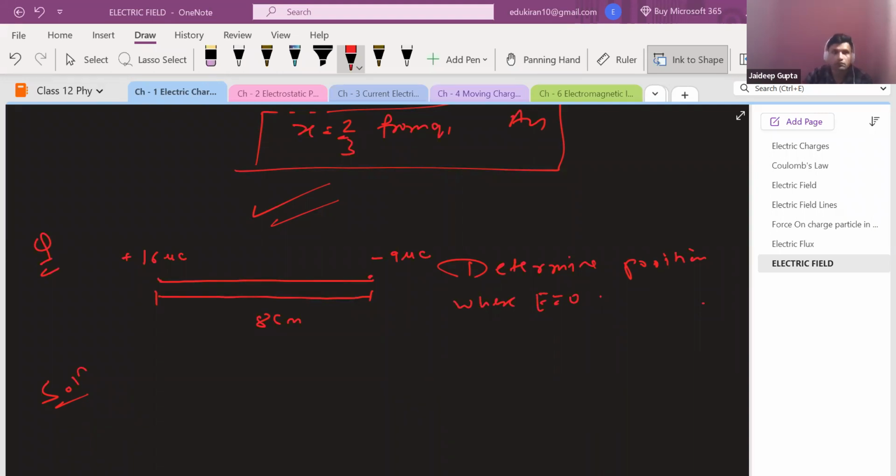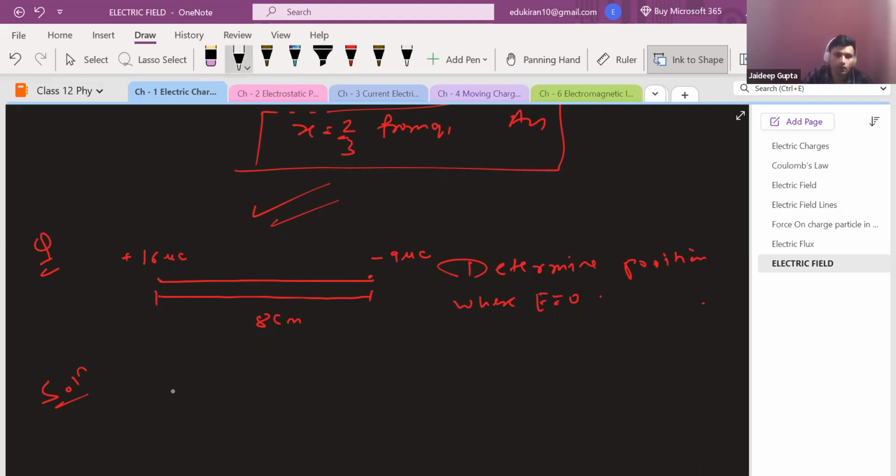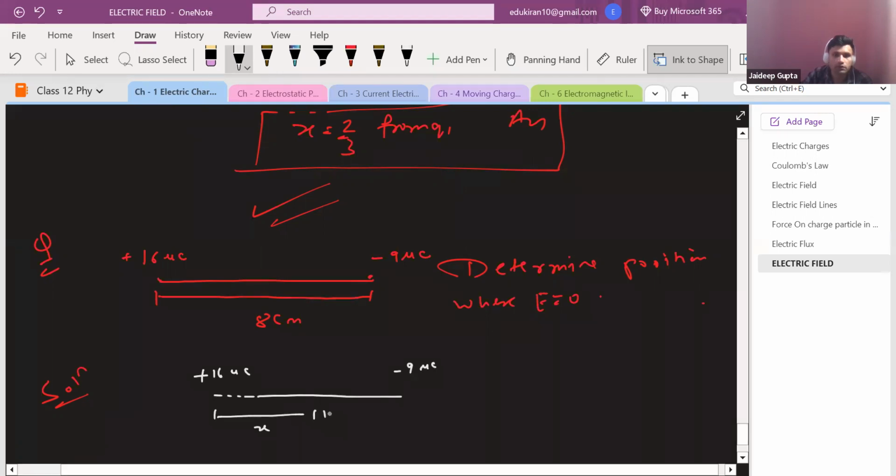So, answer 24. Just a minute, let me do. This is 16. This is minus 9. So let it be x from this. The remaining will be 8 minus x.